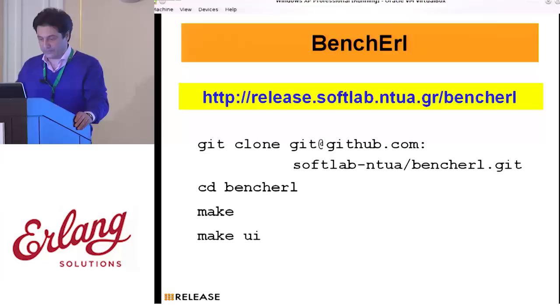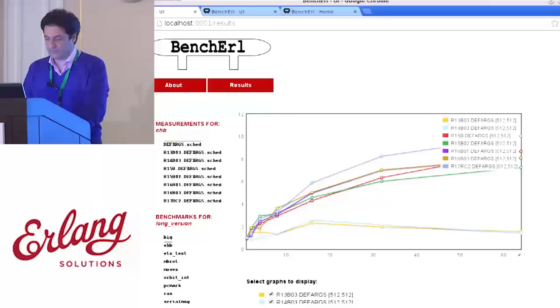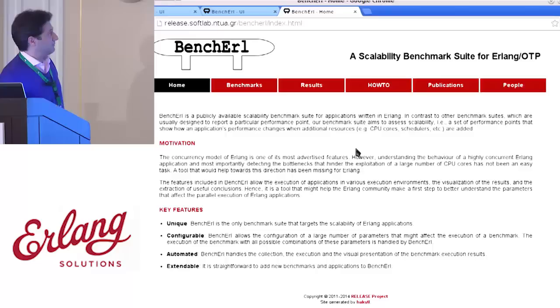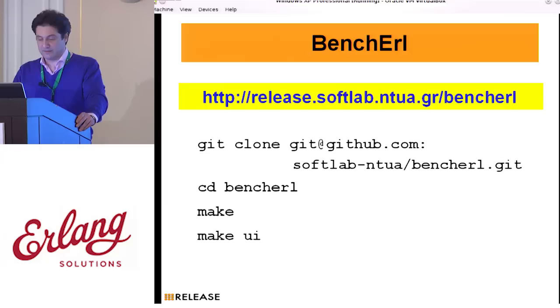I would like to now talk about Bencherl a bit. It's something that we have done in the context of the RELEASE project. You can download it, or you can find out about it at this URL. The URL looks like this one. It's a scalability benchmark suite for Erlang OTP, where you can find a lot of benchmarks and other information about Bencherl. And it's very easy. All the code is on GitHub. It's obviously open source. And you can build it very fast with these commands, which I just included there so that you see that it's actually very fast and not very difficult to build.